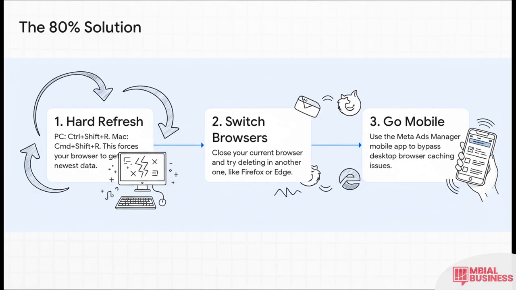Okay, step one, the hard refresh. And I don't mean just clicking that little circle arrow. No. On a PC, you're going to hit Control-Shift-R. If you're on a Mac, it's Command-Shift-R. This forces your browser to completely ignore what it thinks it knows and pull the absolute freshest data from Meta servers.